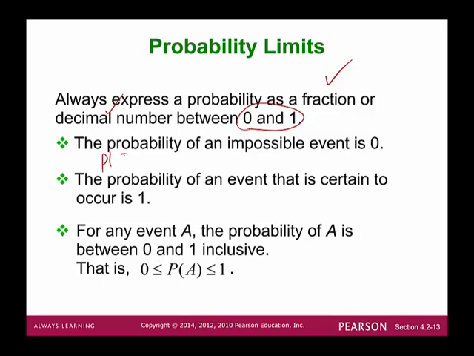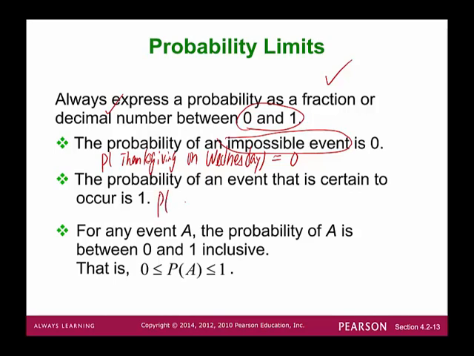Probability of Thanksgiving occurring on Wednesday. We know Thanksgiving never occurs on Wednesday, so this probability will be 0. So this is what we call an impossible event. The probability of a certain event is 1. The probability of an event that is certain to occur is 1.